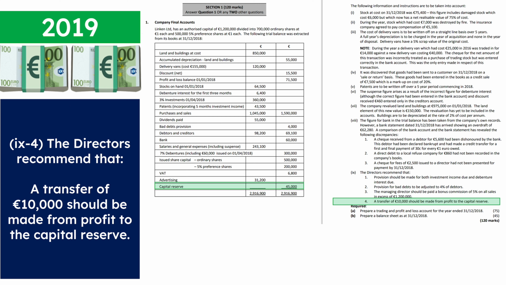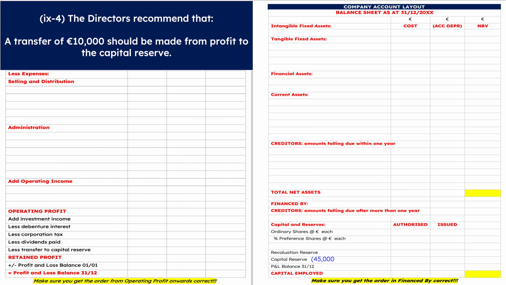So you can see here in the 2019 exam, adjustment number 9, part 4, said the directors recommend that a transfer of €10,000 should be made from profit to the capital reserve. I corrected it back in the summer of 2019, and to say quite a few people didn't really know how to deal with it. Capital reserve will go into the finance by. And again, it's very, very important that you get this order correct from the finance by down, and it's also very important that you get this order down from operating profit down. Nobody knew where to put this.